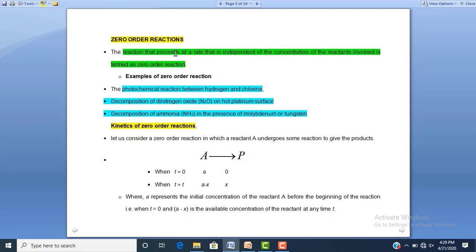So when we study the zero order reaction, then we come to know that the reaction that proceeds at a rate that is independent of the concentration of reactants involved is termed as zero order.